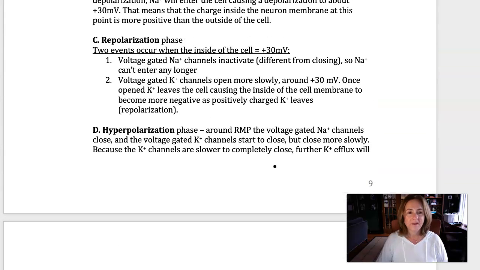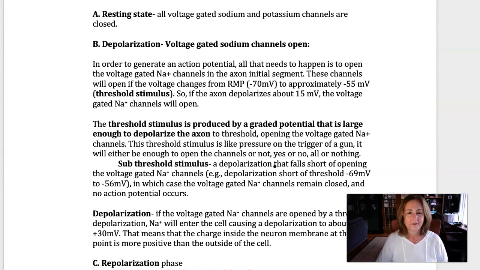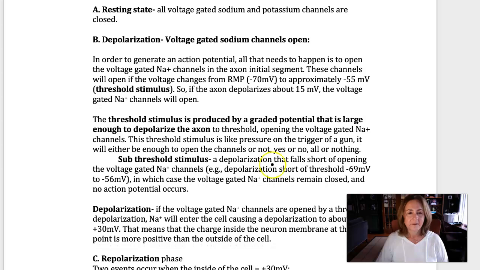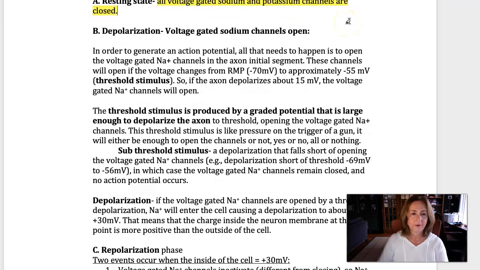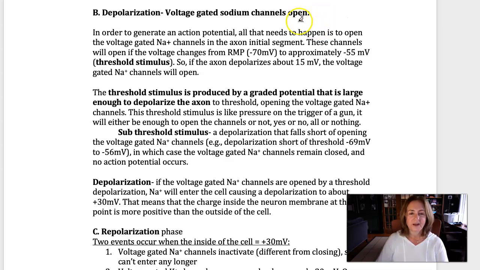So I wrote this out here. So the resting state is that all voltage gated channels are closed. In order to generate an action potential, all that needs to happen is you need to open these voltage gated sodium channels in the axon initial segment.